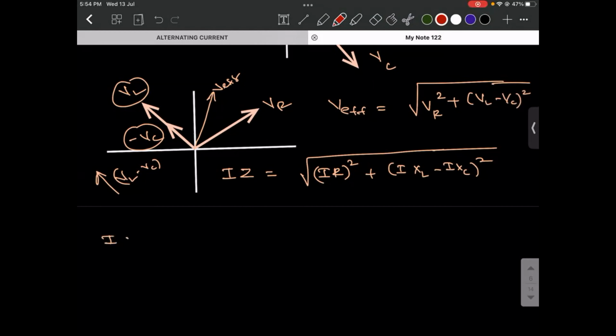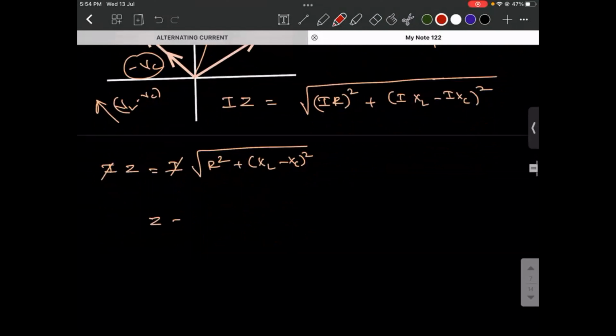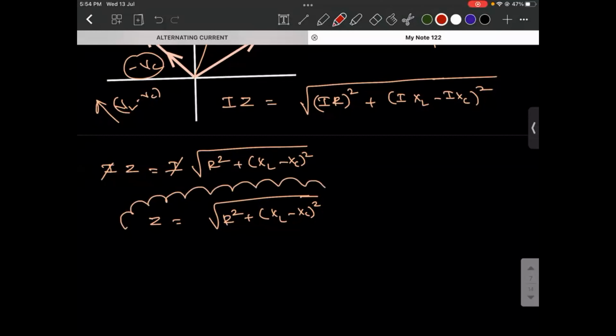So if I take I into Z will be equal to I into root of R square plus XL minus XC the whole square. I and I are gone. Z will be equal to root of R square plus XL minus XC the whole square. Is that right? So this is what is going to be the impedance of this circuit.